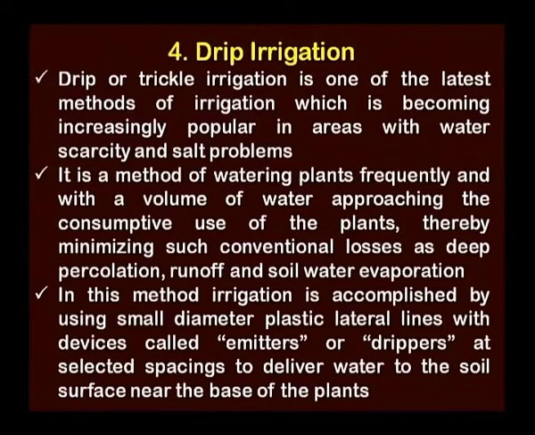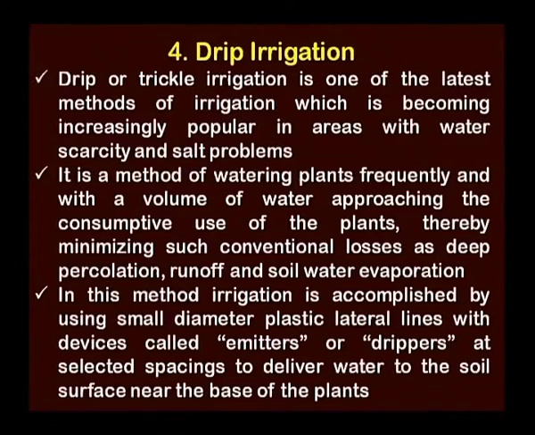In this method, irrigation is accomplished by using small diameter plastic lateral lines with devices called emitters or drippers at selected spacings to deliver water to the soil surface near the base of the plants.